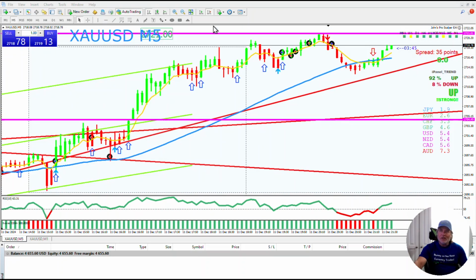You get these big wicks shooting up. Should you get out of the trade? Should you stay in the trade? It's been very, very difficult. Has been for me too.